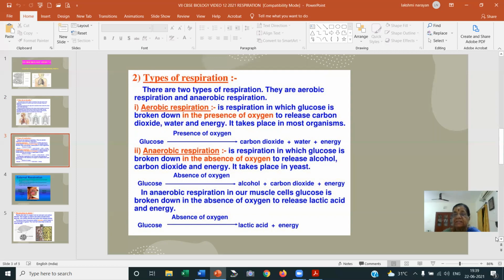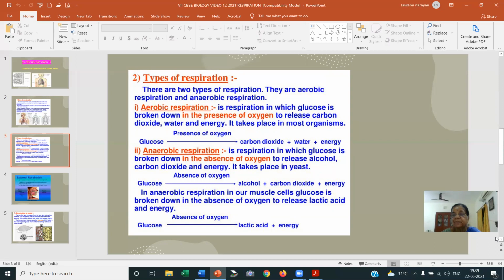The energy, what I have said, is 2,900 kilojoules. It takes place in most of the organisms. That is why the equation: glucose, in the presence of oxygen, gives carbon dioxide plus water plus energy. The chemical equation is C6H12O6 plus 6O2, in the presence of oxygen, will give 6CO2 plus 6H2O plus 2900 kilojoules energy. Kilojoule is the unit of energy.